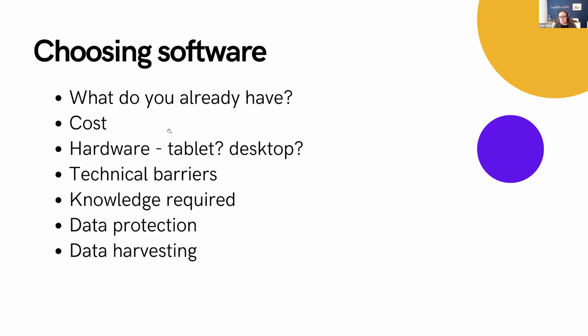Obviously, cost is going to be a big factor in this consideration. So what budget do you have? What is available to you generally? What does the school already pay for? That kind of thing. Your hardware is also very relevant. So if you only have tablets, then obviously you can only use software that's available on tablets. Desktops, you may have more choice, possibly, depends on what kind of things you want to use.